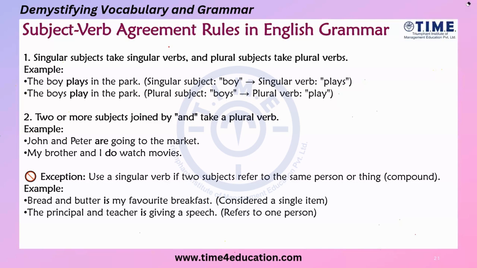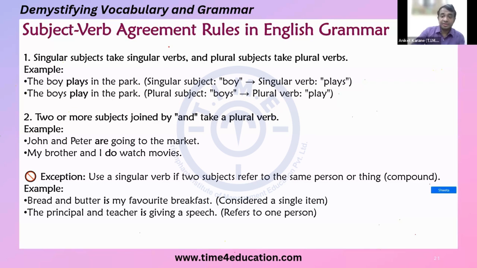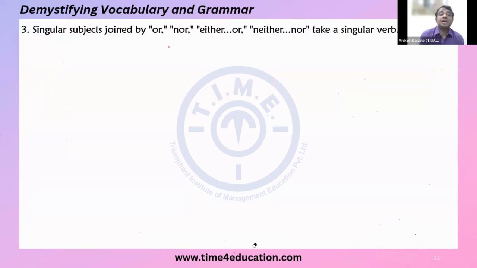Okay, so let's move ahead to the next set of rules. Singular subjects joined by or, nor, either-or, neither-nor take a singular verb. So all these words, when they join subjects, take singular verbs.